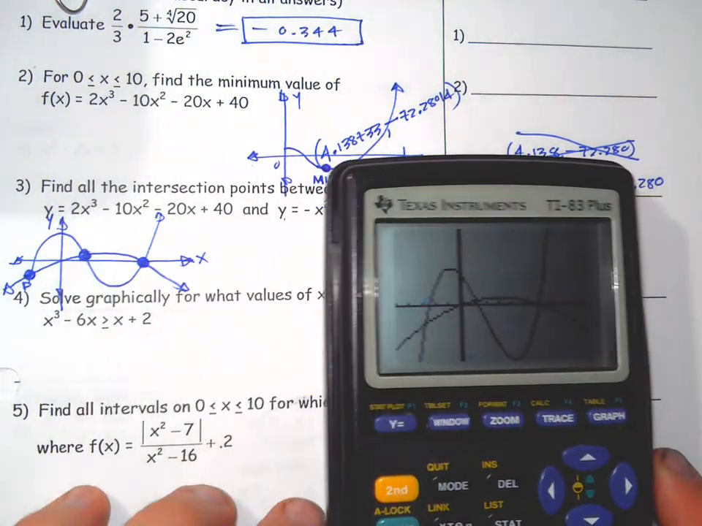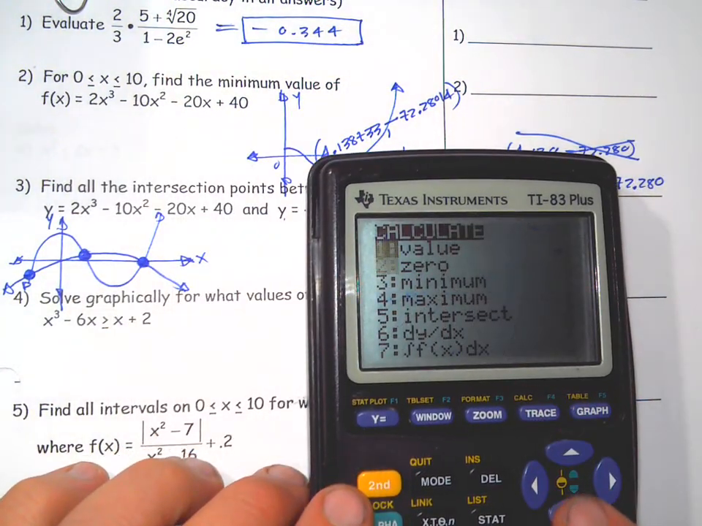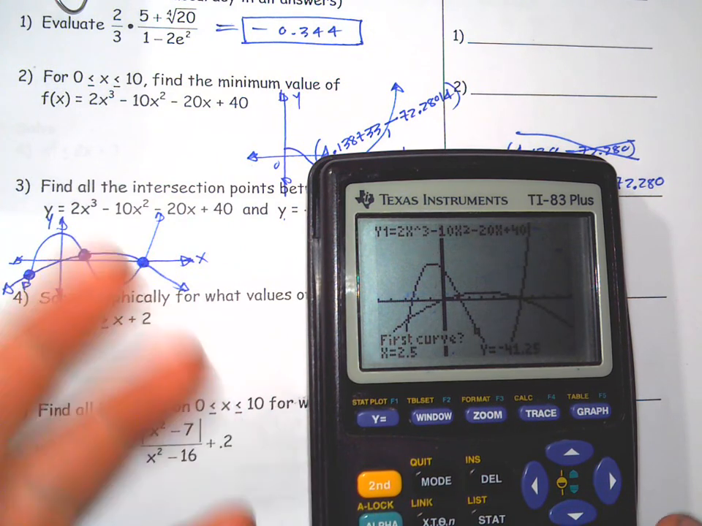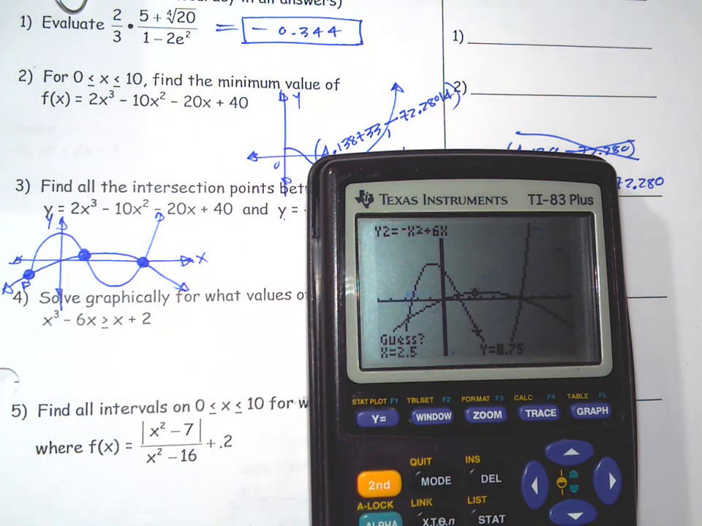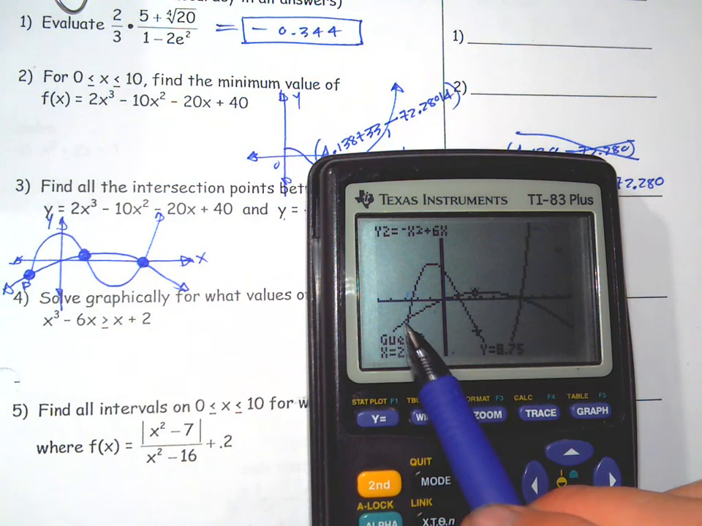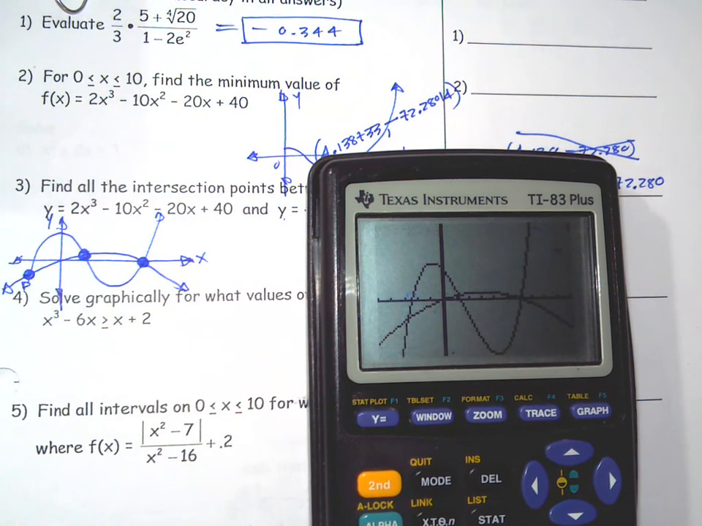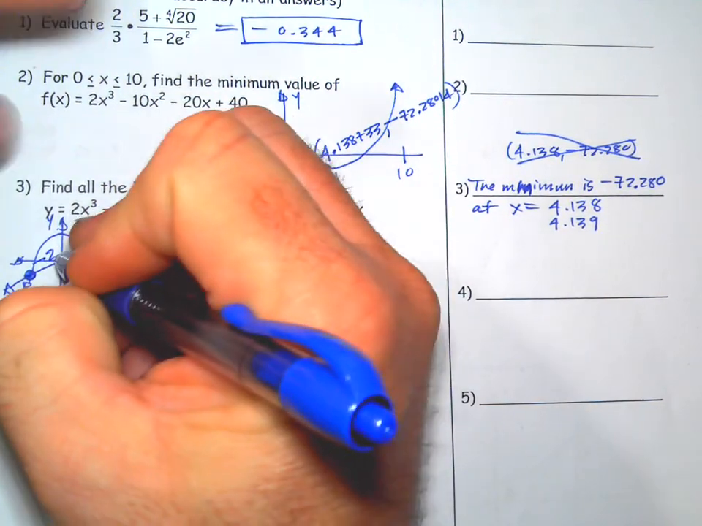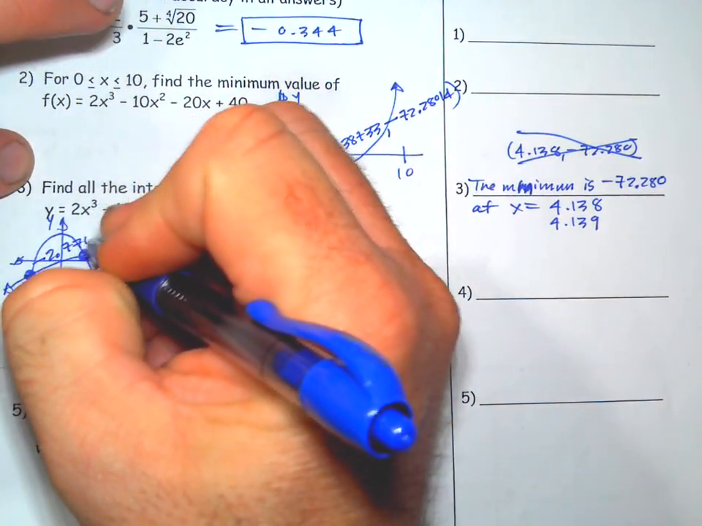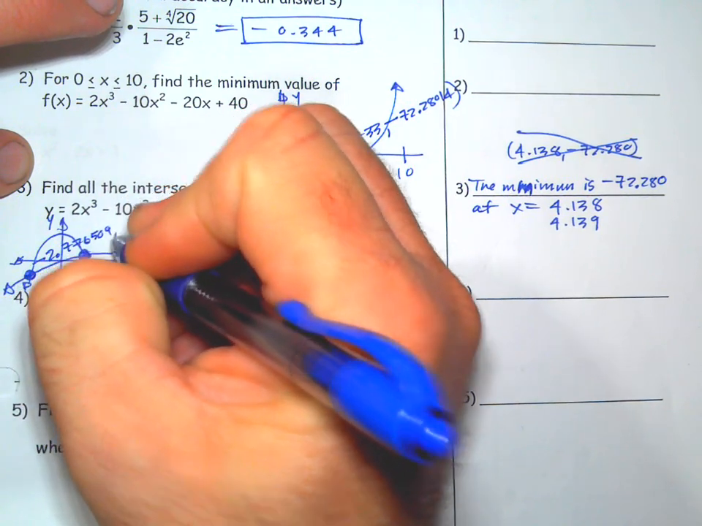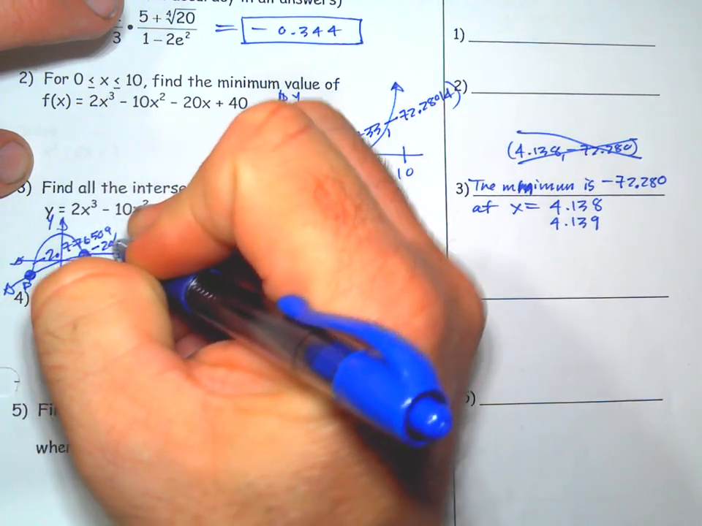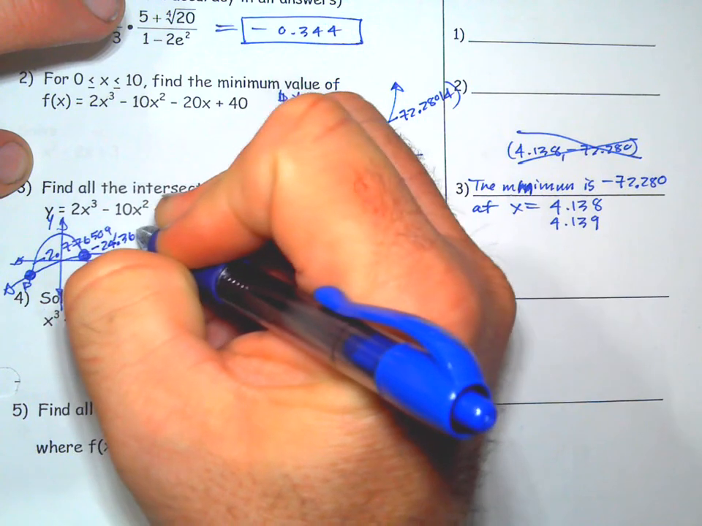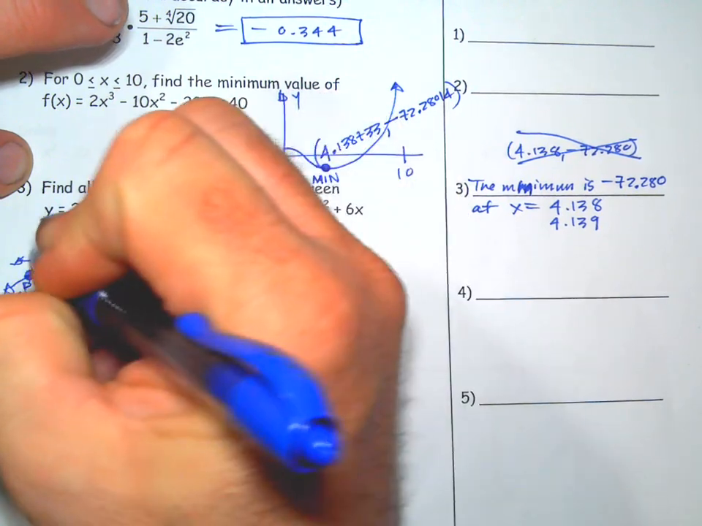So we could do second calc, number 5, intersect, first curve, second curve. There's only two curves. Let's guess this one here. Let's work left, right. Negative 3 is going to be my guess. That's way faster than trying to hit the cursor over. So let's write that on our graph. Negative 2.776509, comma, negative 24.36805.